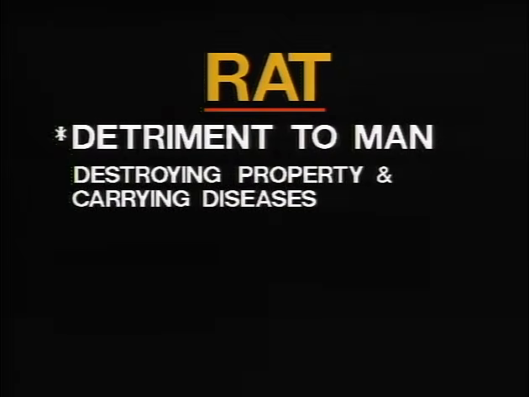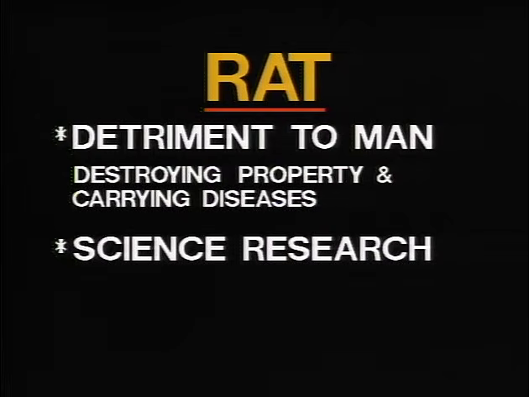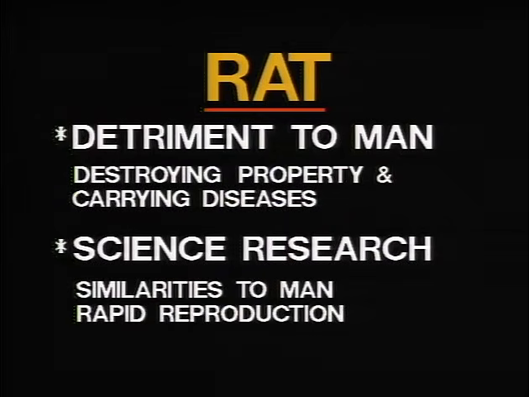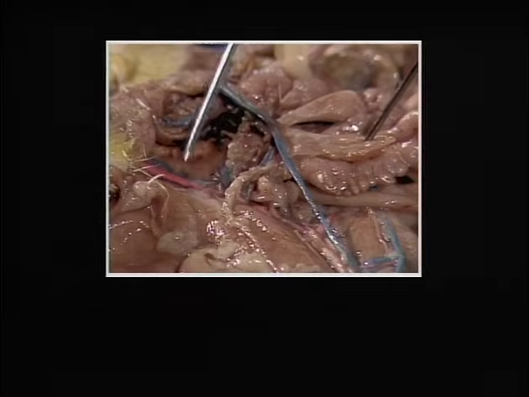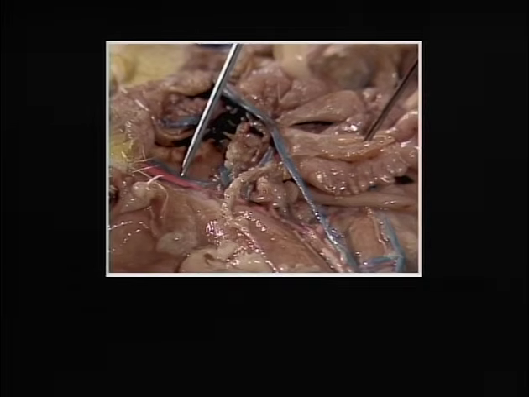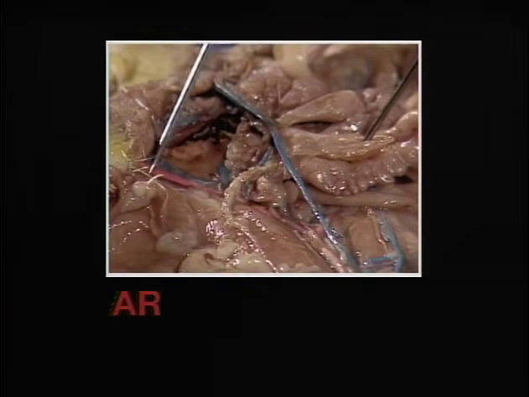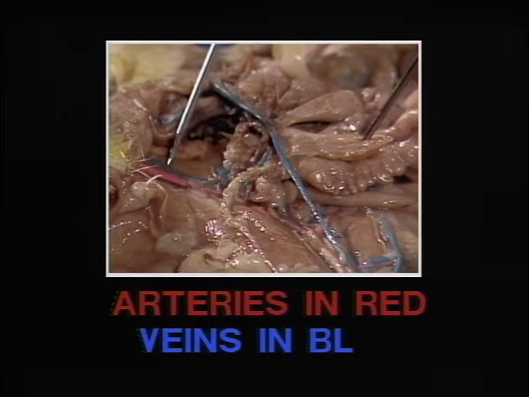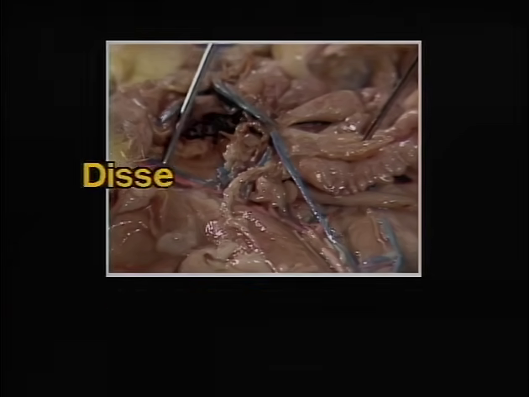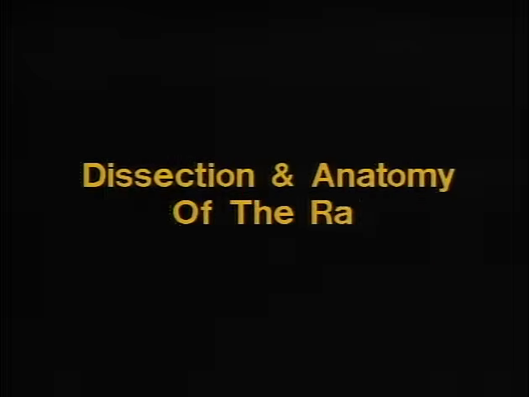However, rats are often used in science and cancer research. This is attributed to their similarities to man, plus their rapid reproduction, which allows for several generations within only a few months. Today's specimen has been injected with a colored latex to highlight the circulatory system, the arteries in red, and the veins in blue. As with all dissections, we will begin our study with a review of the external anatomy.